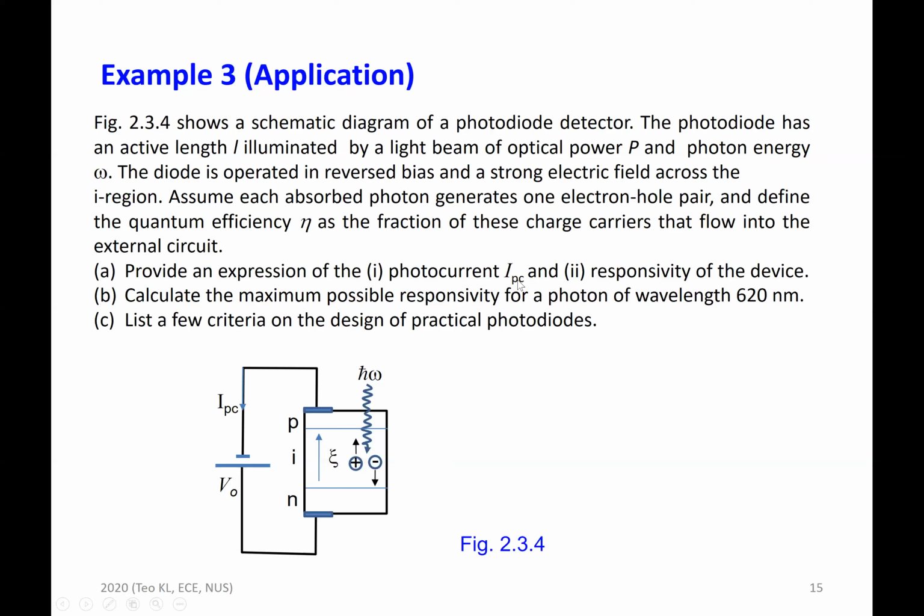PC means photocurrent, and we call it photocurrent because you are shining light into the semiconductor, and the current we call the photocurrent. The responsivity of the device: calculate the maximum possible responsivity for the photon of wavelength 620 nanometer. List a few criteria on the design of the practical photodiode.